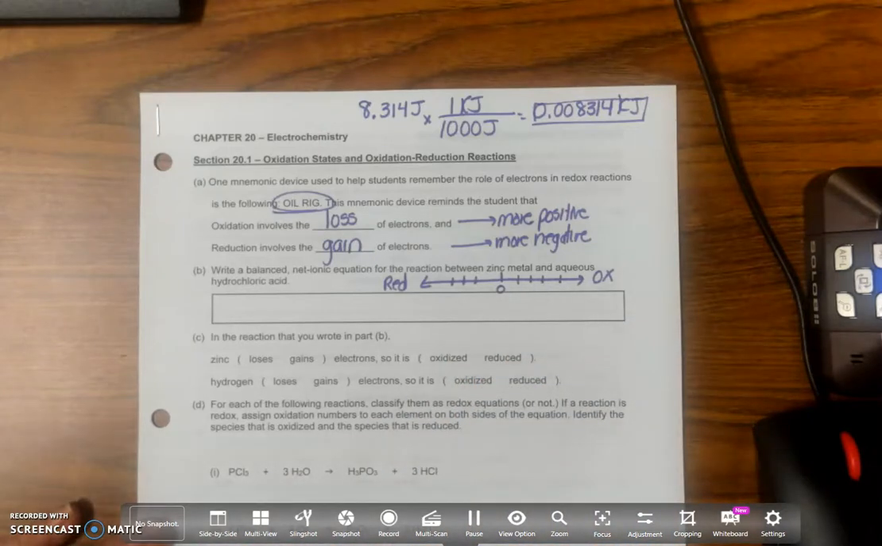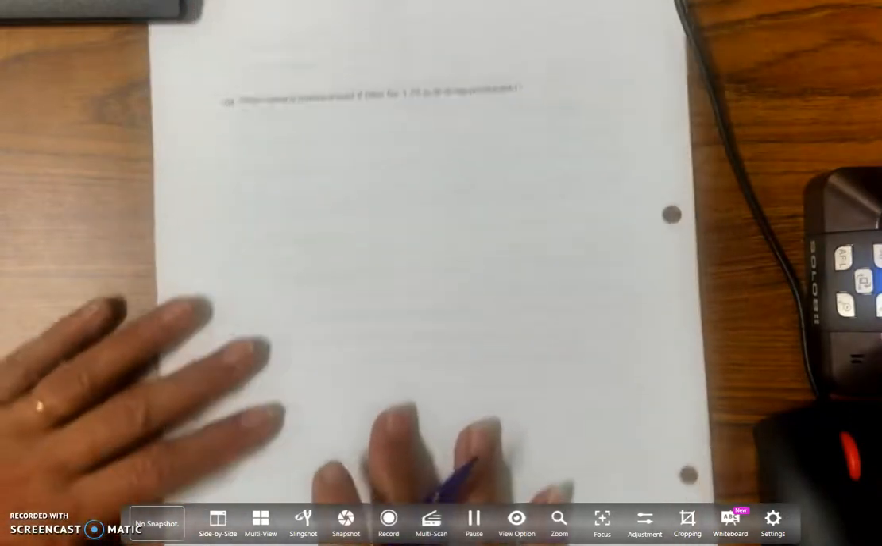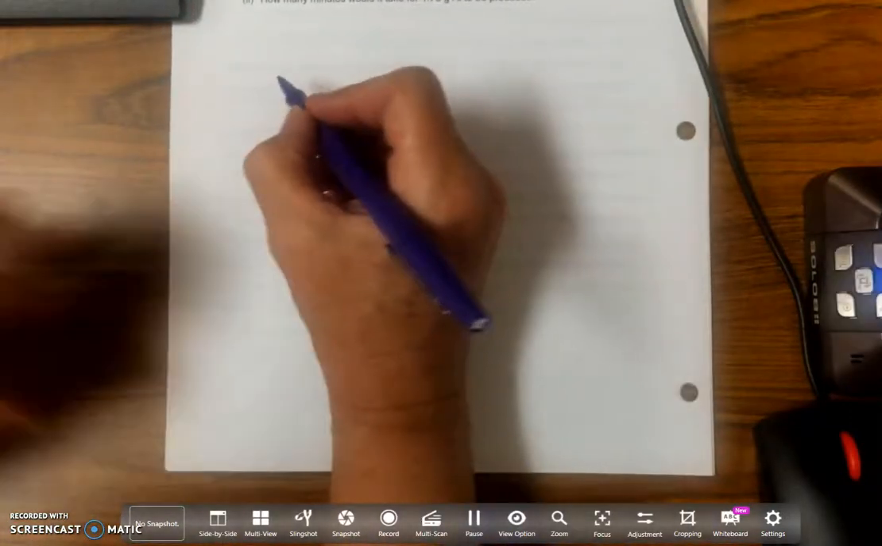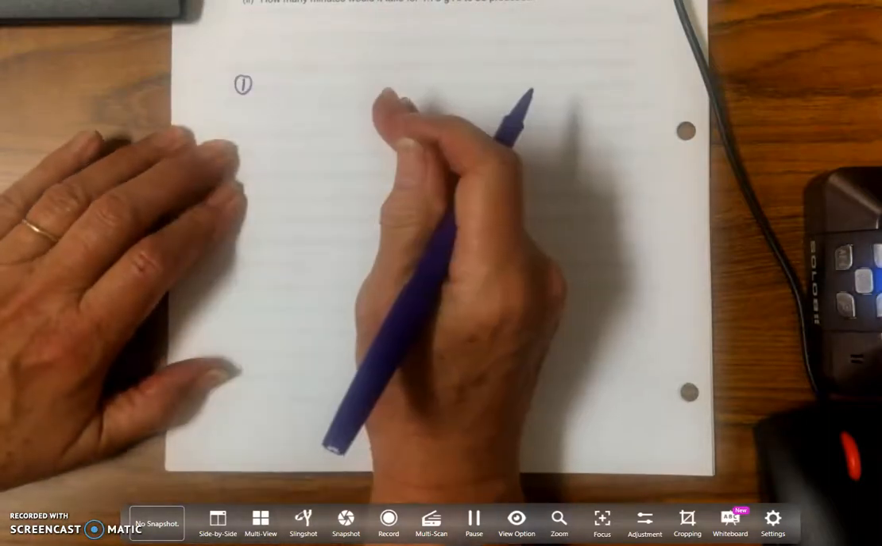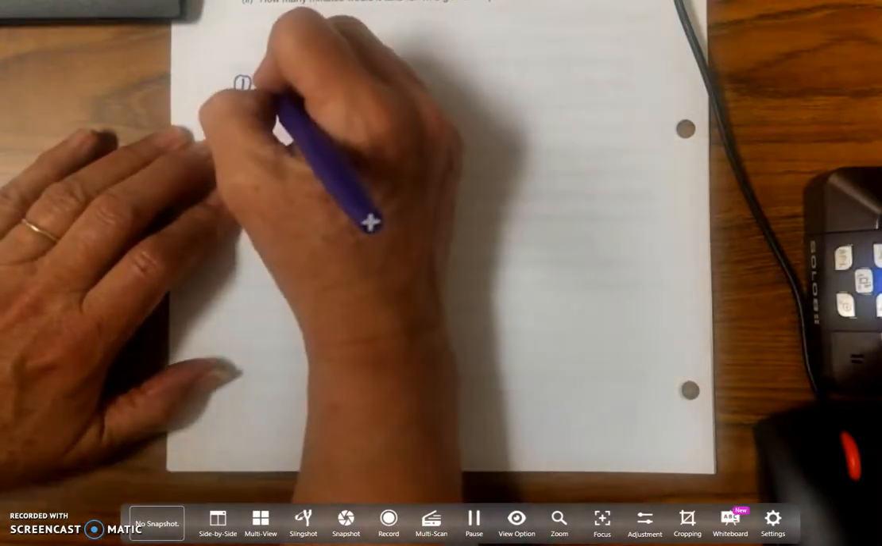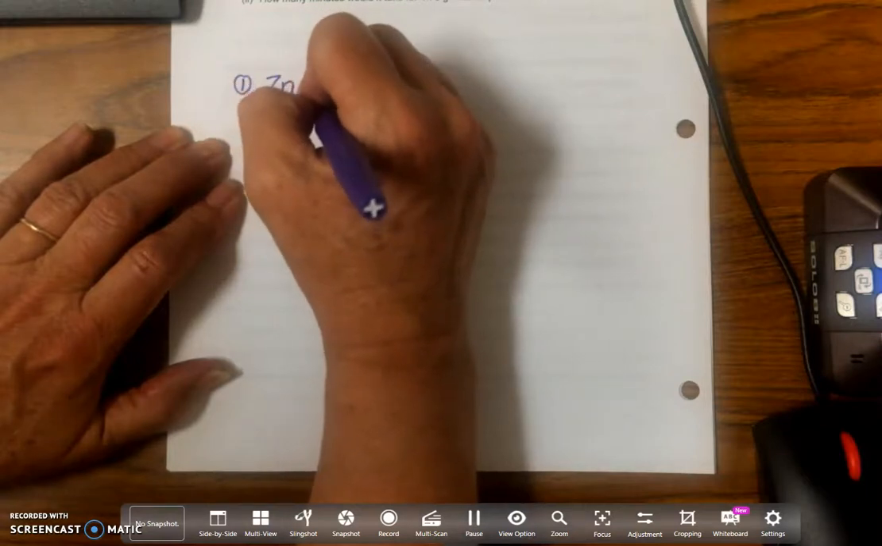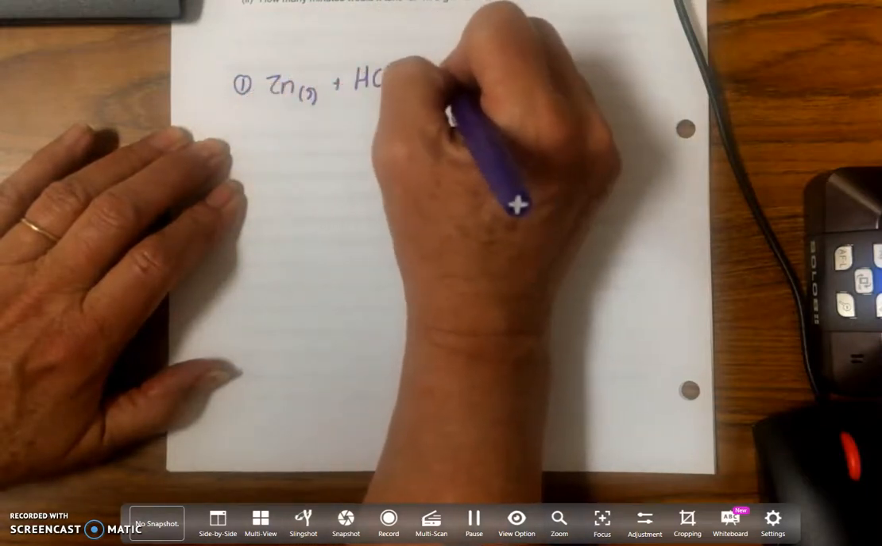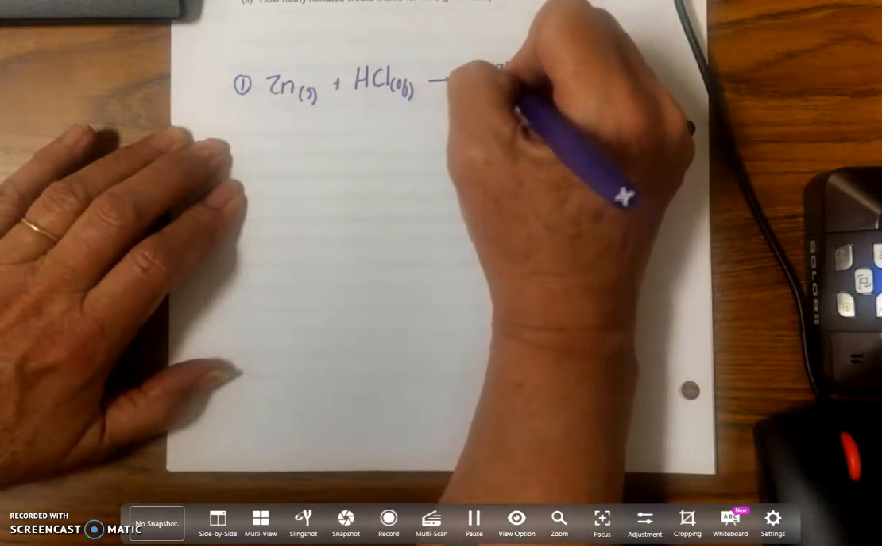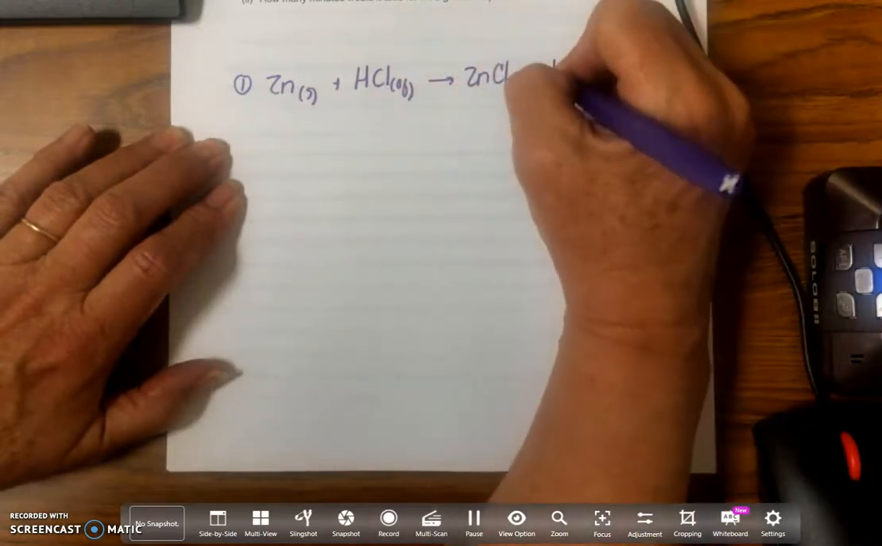Now, let's write a balanced net ionic equation for the reaction between zinc metal and aqueous hydrochloric acid. Oh, this is a great time. I'm going to do this here. I'm going to review the net ionic equations with you. All right, so remember, when we write a net ionic equation, we write the complete balanced chemical equation. So if I'm reacting zinc with hydrochloric acid, then I get zinc chloride and hydrogen gas.